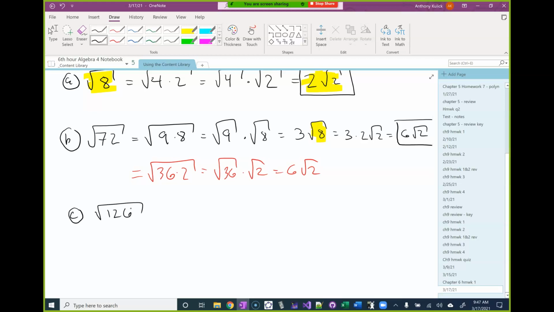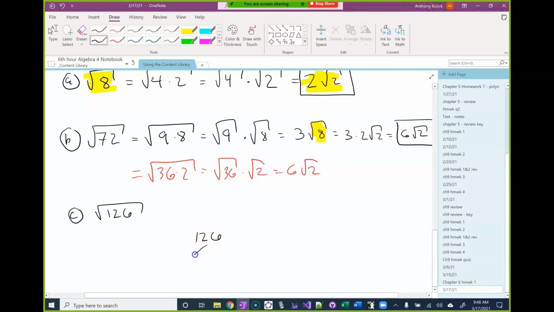How about the square root of 126? This is decidedly not a times table number, right? Probably most of us look at this and go, well, I don't know what divides 126 right off the bat. Certainly I don't know any perfect squares that go in there. So if you're stumped, the best way to go is to just look at a prime factorization.